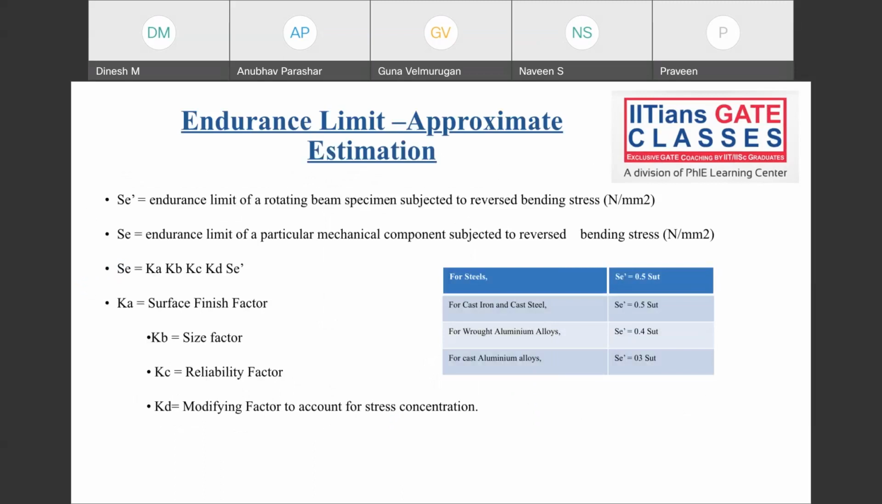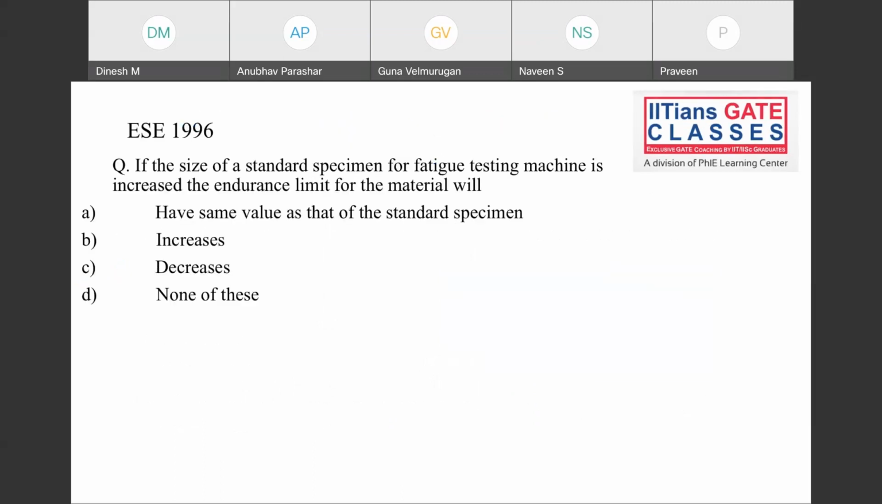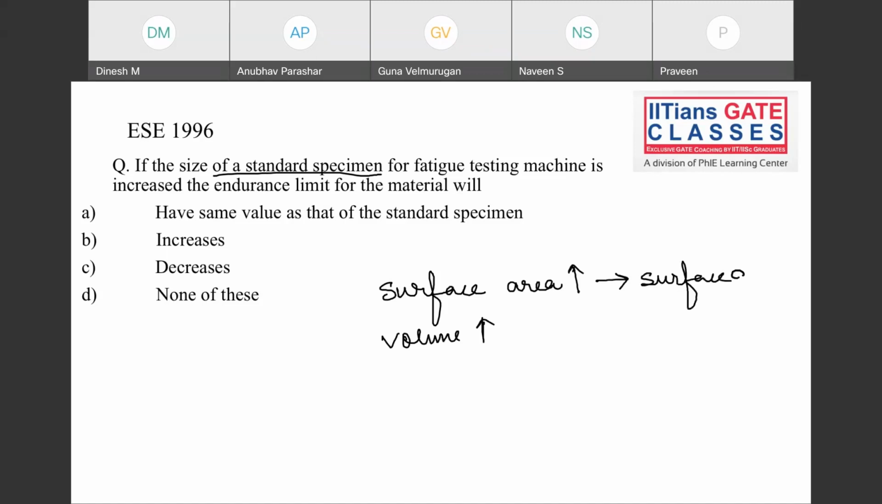Didn't get it properly? Okay, I'll tell you again. If the size of the standard specimen increases, then the surface area will increase. Not just the surface area, volume also will increase. So if surface area increases, there will be more surface defects. Surface defects will increase.